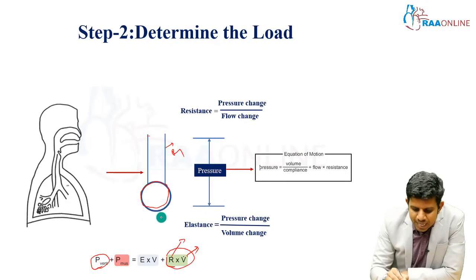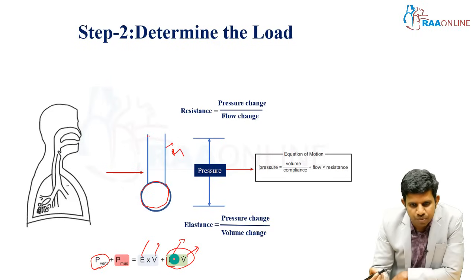Next is the elastic pressure, from the lung and the chest wall. It is E into V, where E is the elastance and V is the tidal volume. So P vent is equal to the elastic pressure plus the resistive pressure, and only then will flow occur. So it is called the equation of motion.